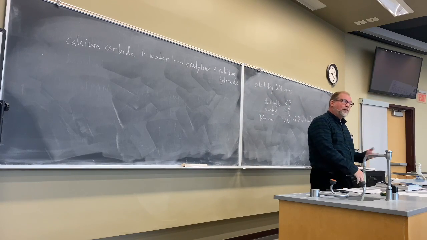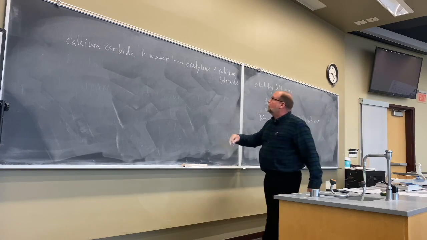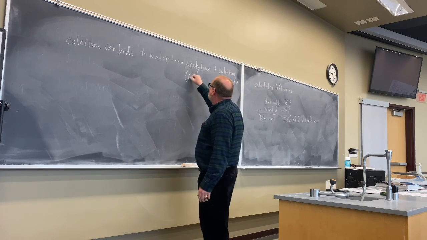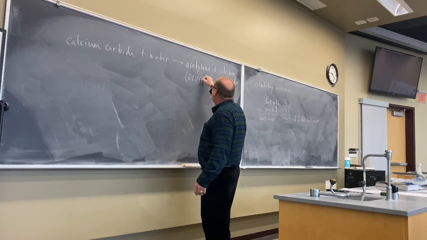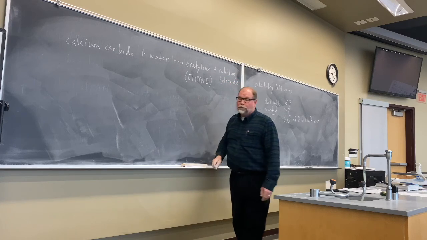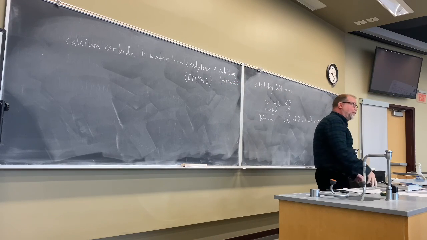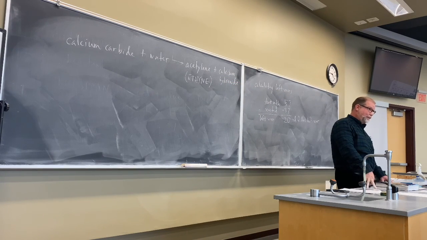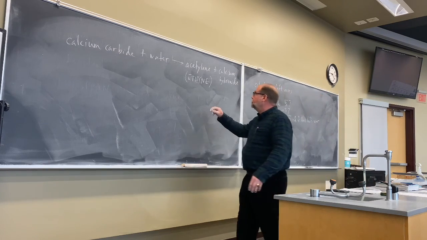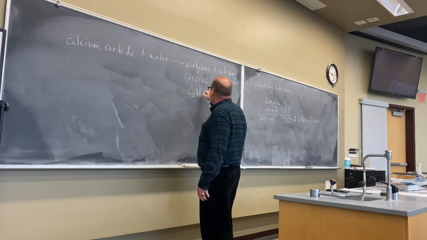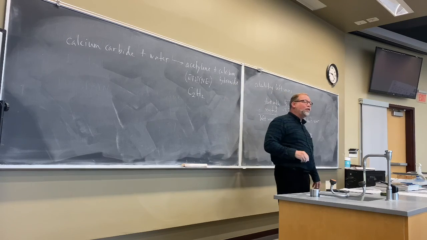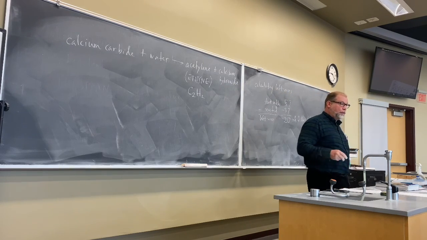Now, a couple of points of interest here. Acetylene is actually the common name. The IUPAC name for acetylene is ethine. How many carbons are going to be present if we have F? Two. Two. Very good. So ethine, or acetylene, has the chemical formula C2H2.